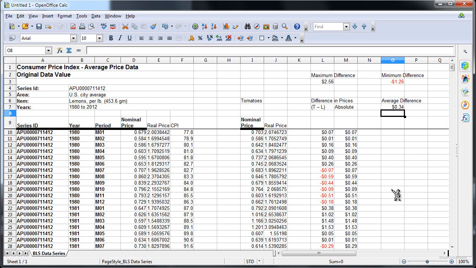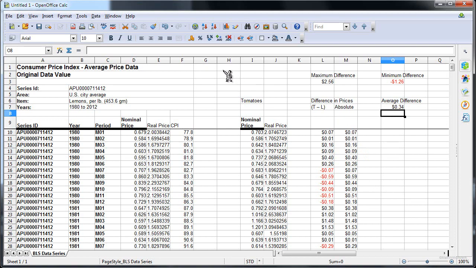Now we're going to look at one last function that will help us answer questions like, how many times was the price of tomatoes over $2 or over $3? Or how many times was the average difference between the price of a pound of lemons and a pound of tomatoes more than $1? So a question about how many times will we see some sort of result.